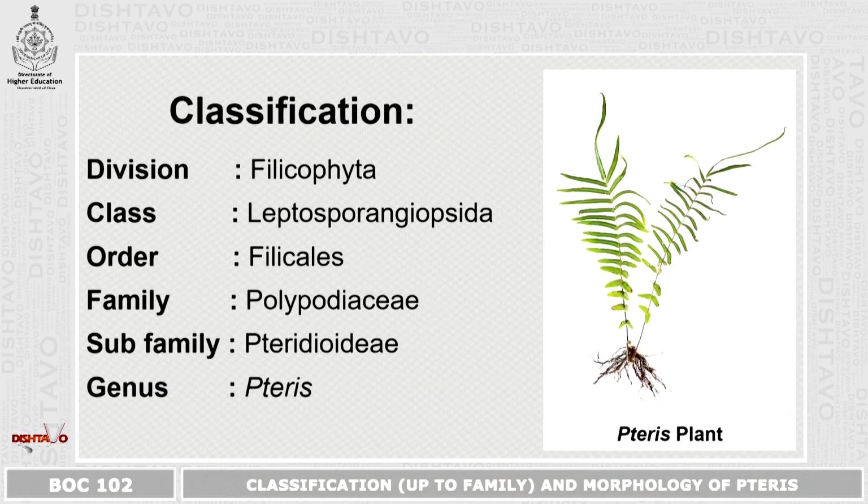Classification of Pteris. It belongs to division Filicophyta, class Leptosporangiopsida, order Filicales, family Polypodiaceae, subfamily Pteridioideae, and genus Pteris. This is the picture showing Pteris plant.